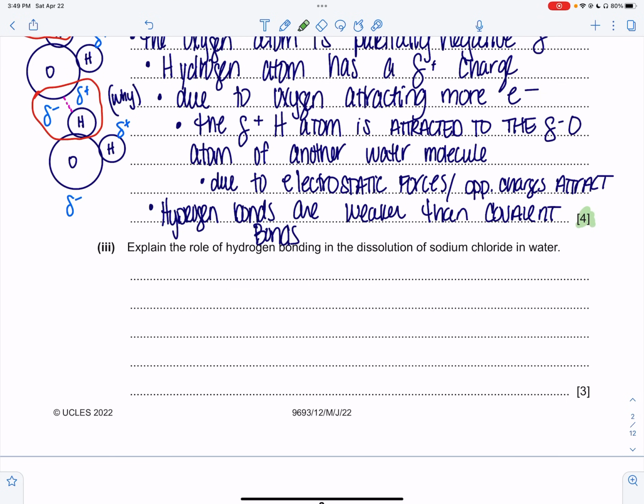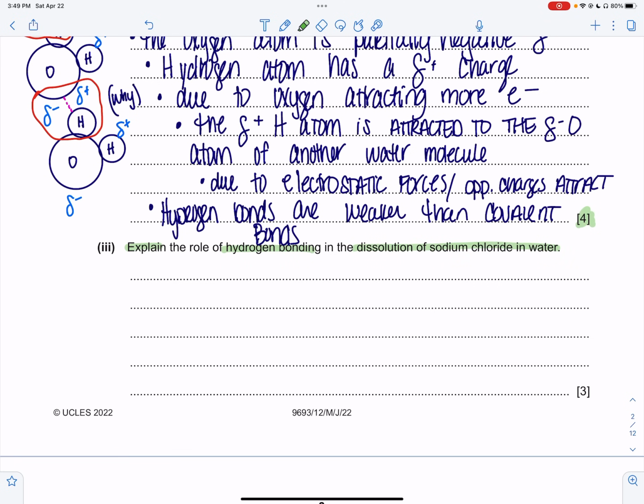Explain the role of hydrogen bonding in the dissolving of sodium chloride in water. Sodium chloride is really the only salt that you need to know in terms of its dissolution in water. So explain the role, how, essentially, hydrogen bonding dissolves sodium chloride in water.